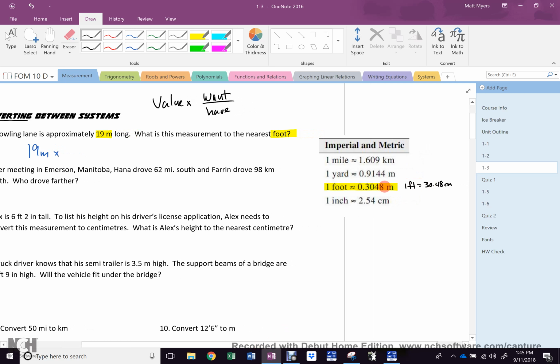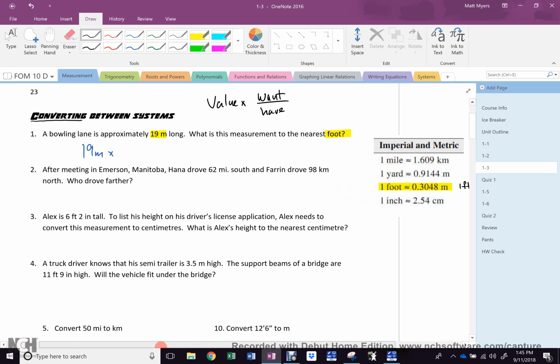So these are the same. Why isn't that one on our book? Because it was a very small detail that I didn't notice when I printed the two. But they're the exact same thing, because 30.48 centimeters is 0.3048 meters. They are exactly the same thing.